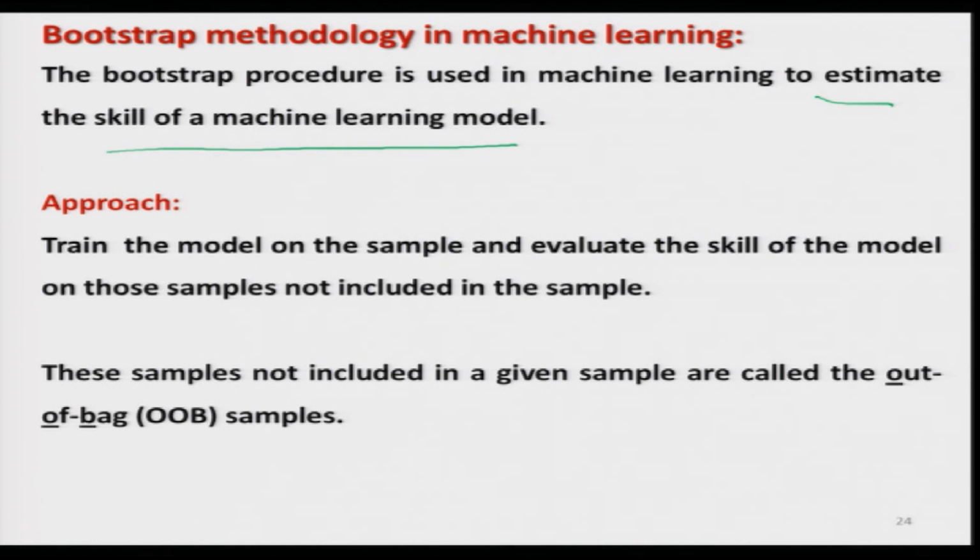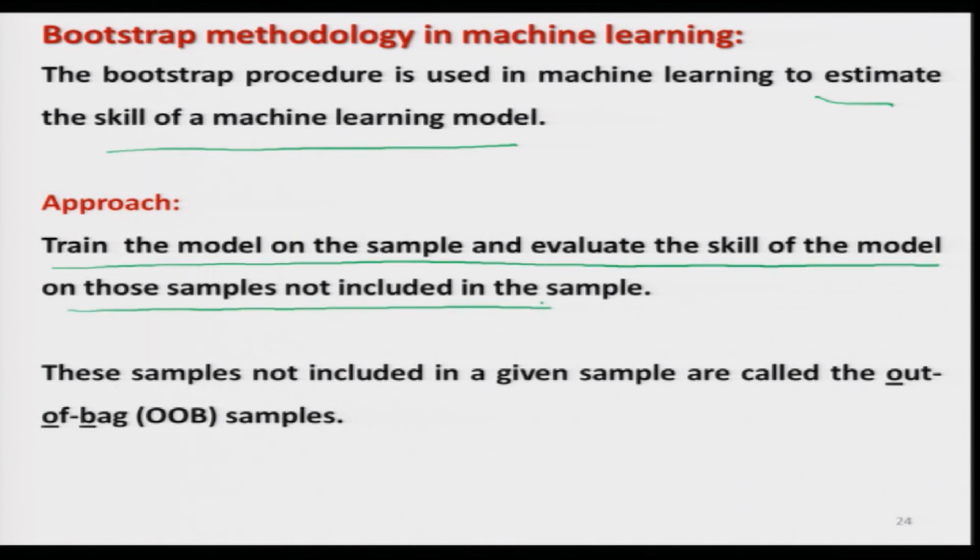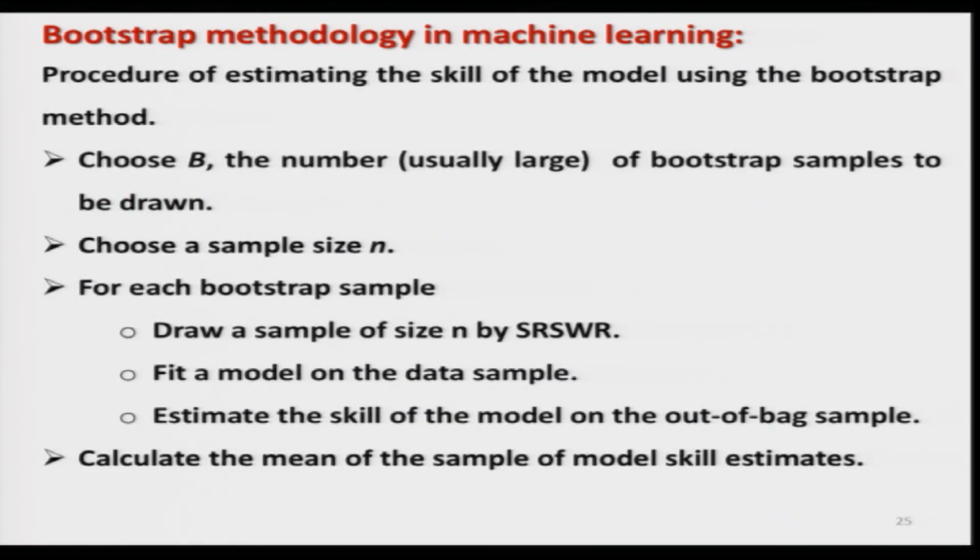Okay, the approach here is very simple: first we train the model on the sample and evaluate the skill of the model on those samples not included in the sample. These samples not included in the given sample are called out-of-bag samples, briefly denoted by OOB samples. That is the popular terminology used in machine learning, right? And how do we estimate the skill of the model using the Bootstrap method? This is the procedure.